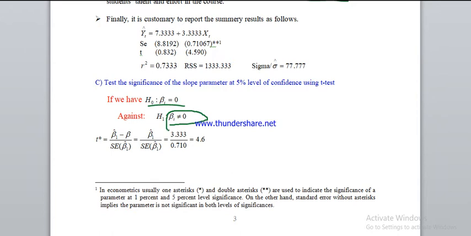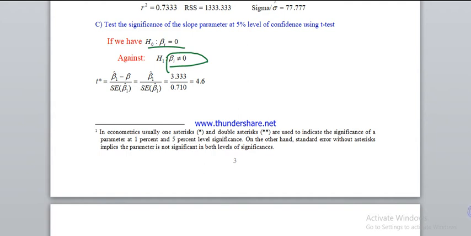Beta 1 is significant. To test this, there are of course different types of tests: the confidence interval test, the standard deviation test, the t-test. Let us use the t-test. According to the t-test, t calculated is equal to beta 1 hat minus beta 1 over the standard error of beta 1 hat. In this case, beta 1 is the population parameter, given as 0. So beta 1 hat over the standard error of beta 1 hat, 3.33 over 0.7, we get 4.6.